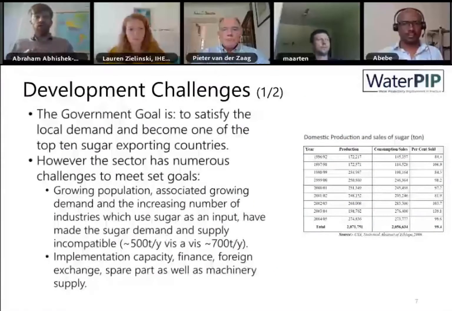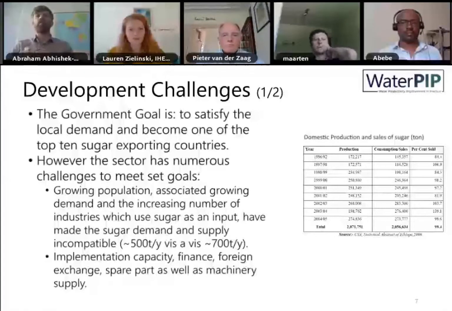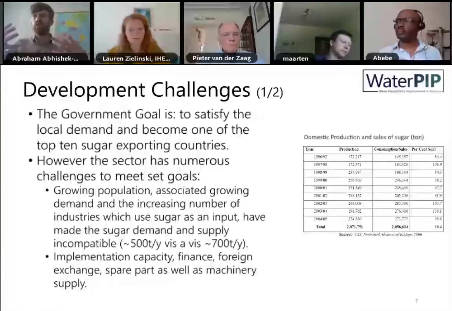So back to the development of sugarcane. The government goal is actually to satisfy local demand and become one of the top 10 sugar exporting countries. As I mentioned, there is quite a lot of import going on. There's an increasing population and increasing demand, increasing wealth, etc. for sugar. And so primary goal is to satisfy local demand.